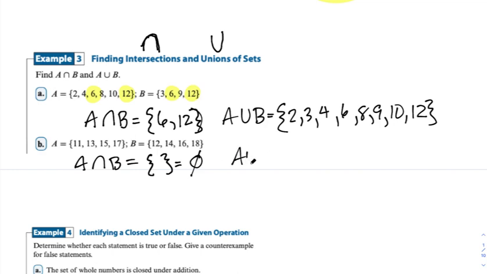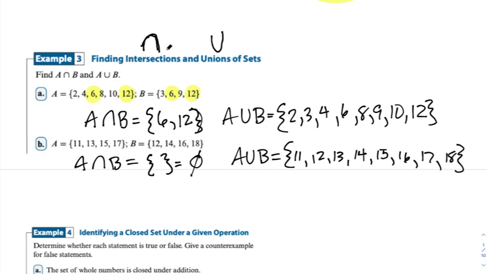So A union B in this situation is just going to collect all of those numbers. And so we are going to have 11, 12, 13, 14, 15, 16, 17, all the way up to 18, because that would be all of the numbers present in both of those sets.